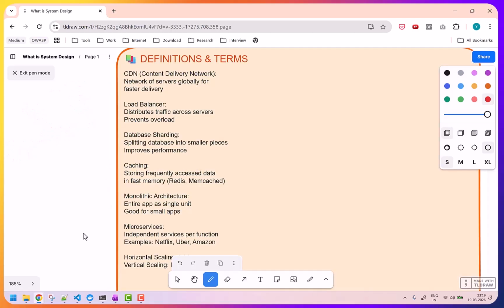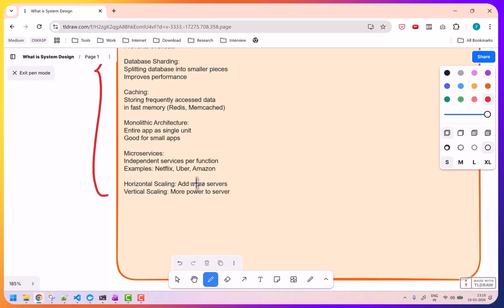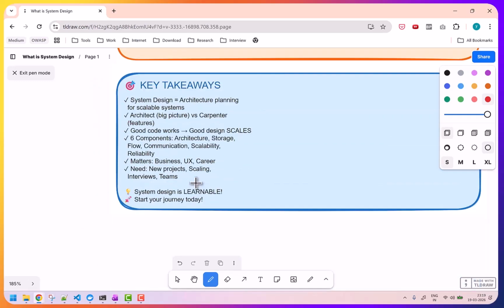So these are some of the terms of system design. You just have a look at it. Whatever we have discussed, I have put it here for your information, but it's okay, everything we are going to understand. So what are the key takeaways from this, right? System design is architecture planning of a scalable system. And one or two more definitions which I want you to leave with.